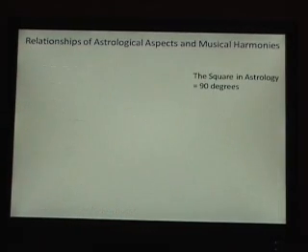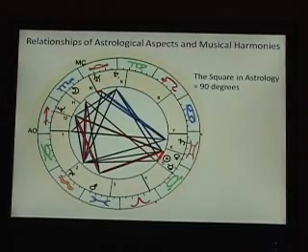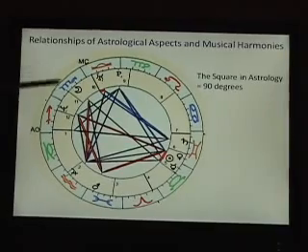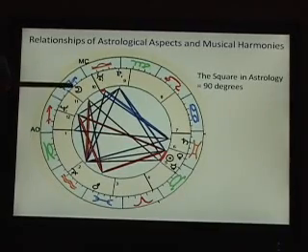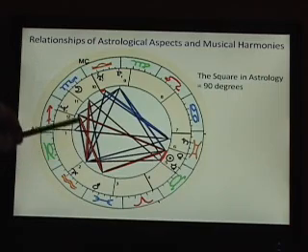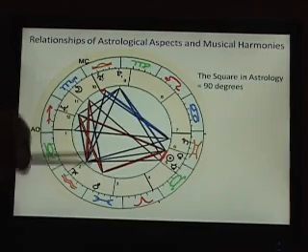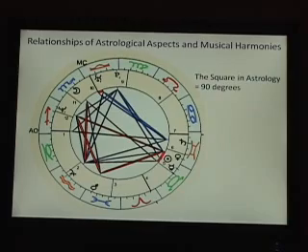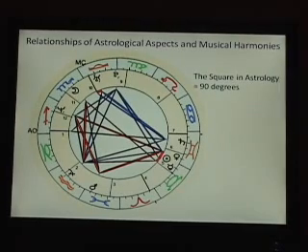Let's look at the square now. The square in astrology is a major aspect made up of having 90 degrees between two planets on the zodiac. And here I have an example of a square on my chart between my moon and Jupiter. And also, for instance, between Neptune and Mars is also a square. That's 90 degrees. This is also taken from Astro.com.